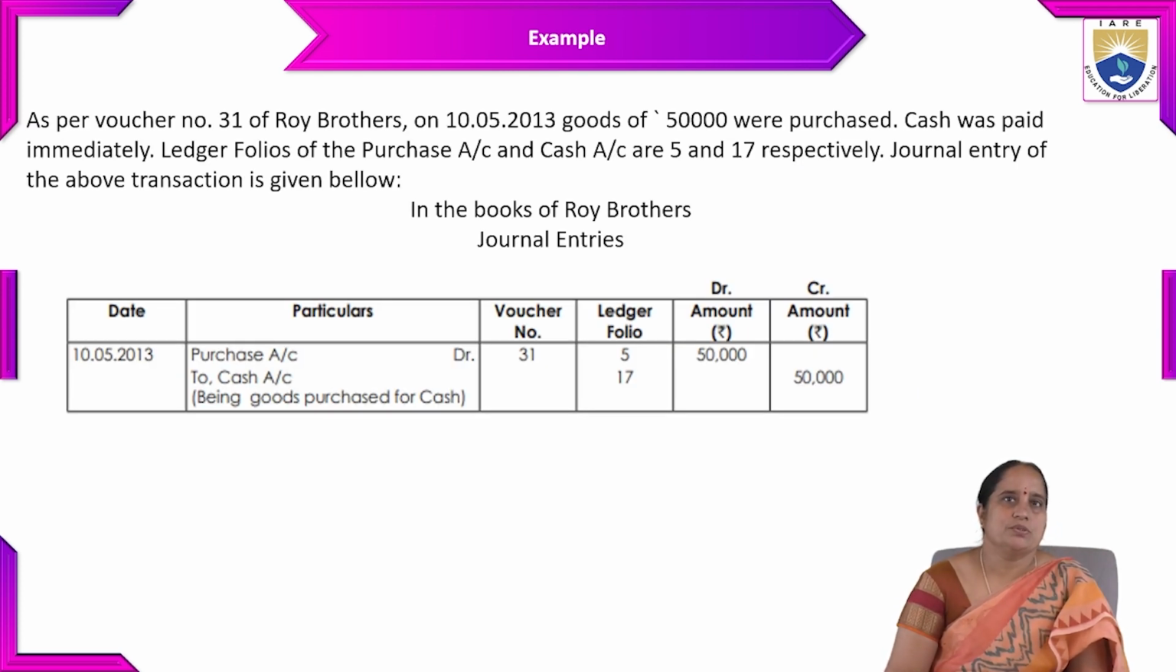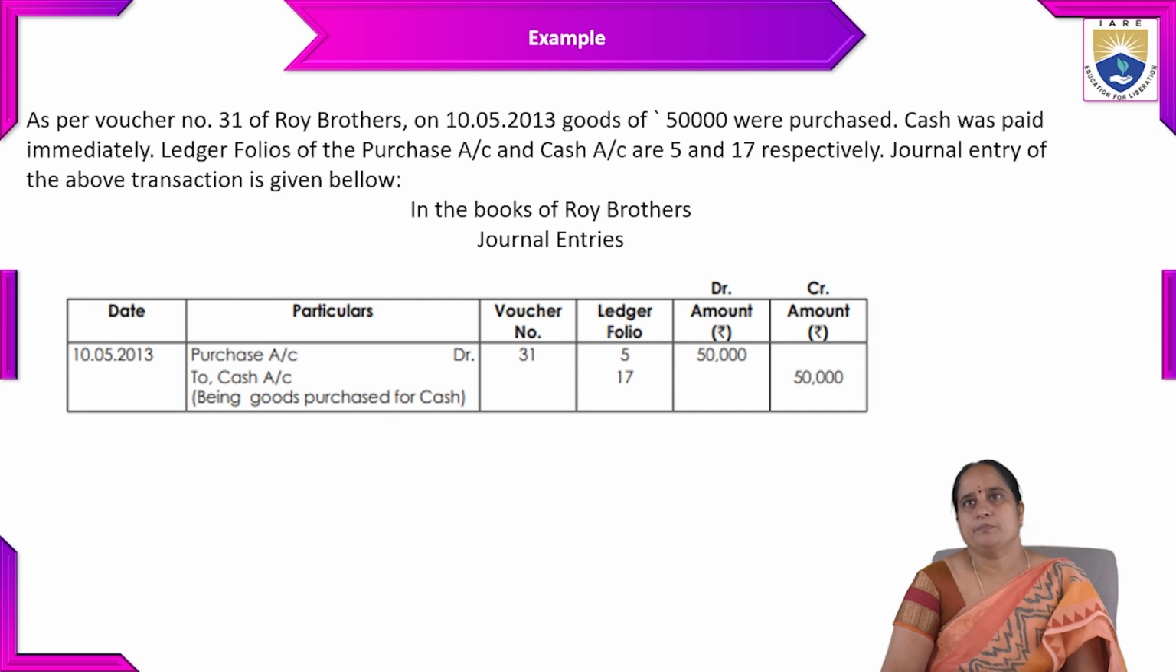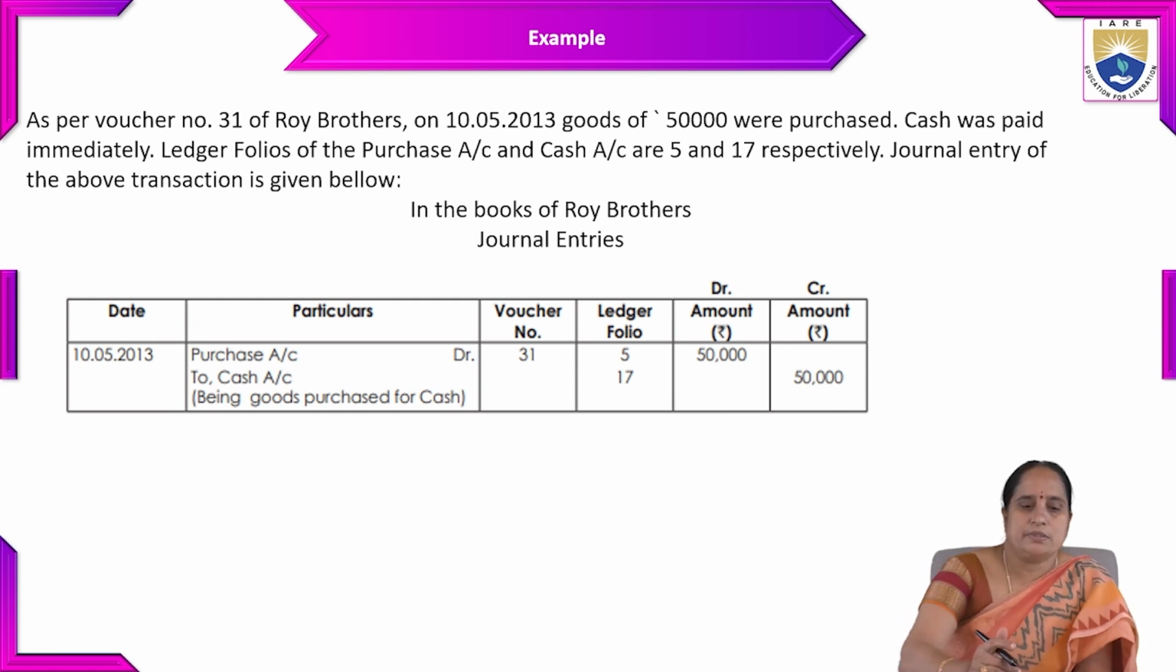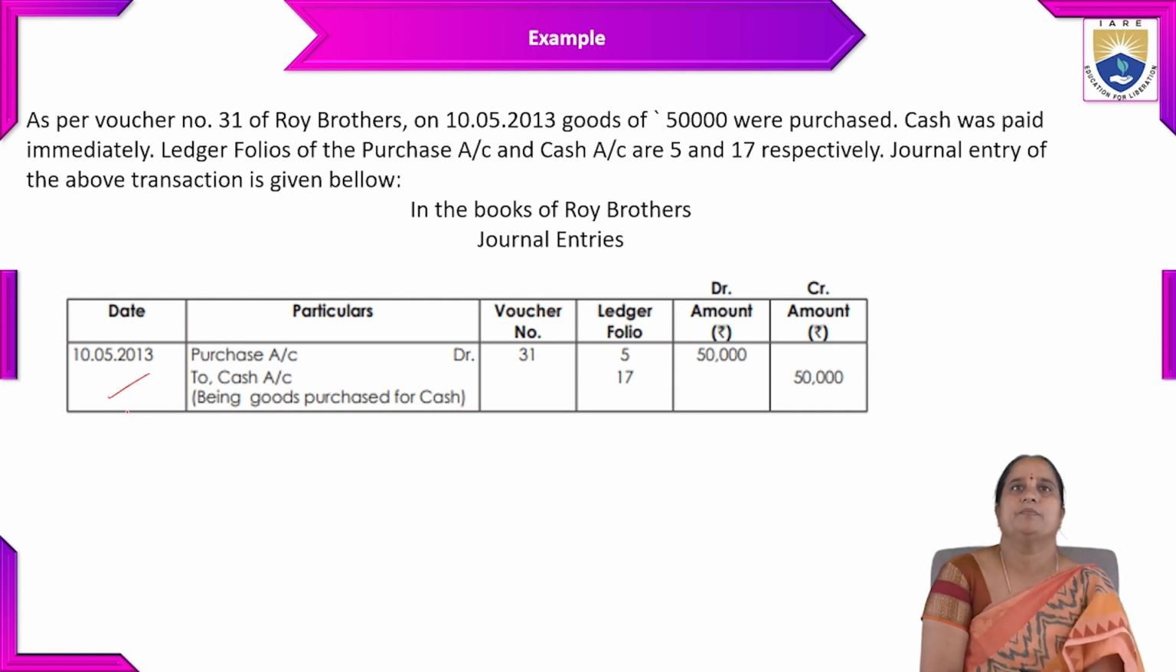For example, as per voucher number 31 of Rai Brothers, on 10/5/2013, goods of 50,000 were purchased. Cash was paid immediately. Ledger folios of the purchase account and cash account are 5 and 17 respectively. So, the journal entry of the above transaction is given below. The date of the transaction, that is 10/5/2013, we have to mention under the date column.